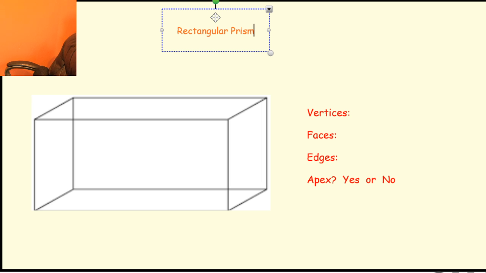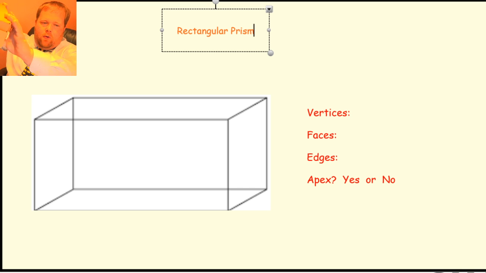I couldn't find one. I wish I could find a rectangular prism. Oh, it's... Whoa! This is a rectangular prism. Oh, let me put that in there for you. This is a rectangular prism.